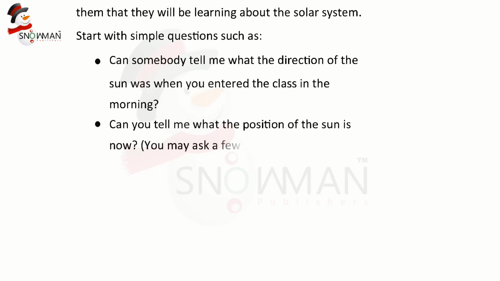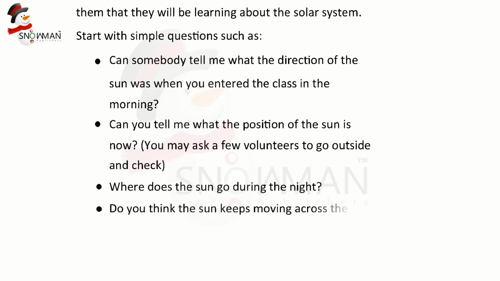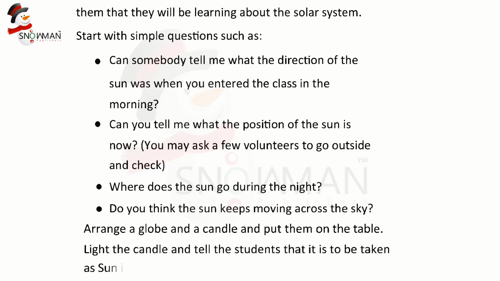You may ask a few volunteers to go outside and check. Where does the sun go during the night? Do you think the sun keeps moving across the sky? Arrange a globe and a candle and put them on the table. Light the candle and tell the students that it is to be taken as the sun in our tiny model.